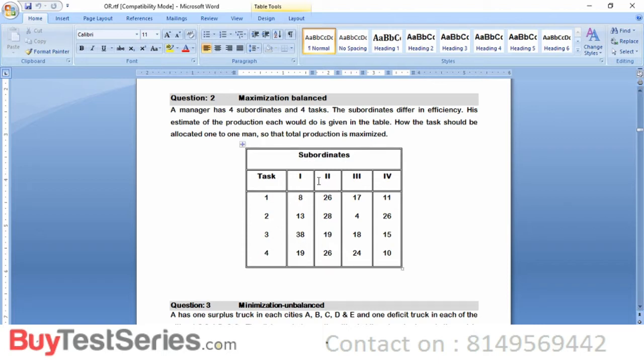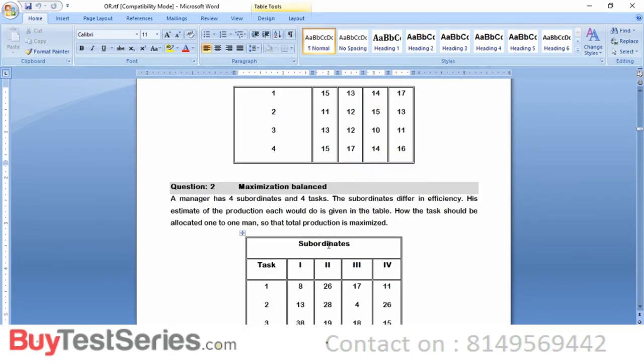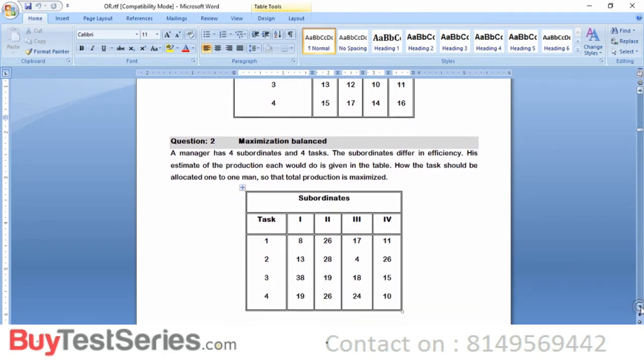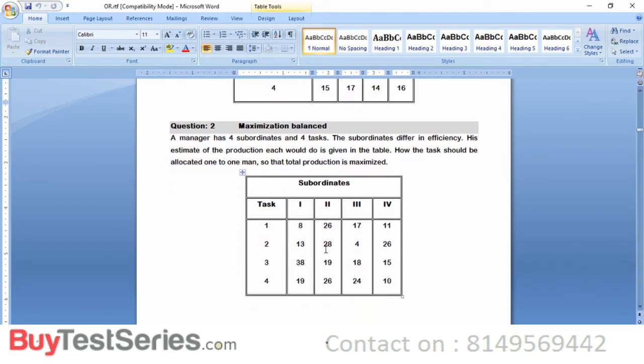So you can see the matrix over here. You have subordinates and you have tasks. The point straight away that you should check is: is it a balanced one? Yes, it is balanced, because you have 4 columns and 4 rows. The other thing to see is that he's talking about his estimate of the production, which means this entire matrix talks about production. Therefore, you would like to maximize your production or minimize it? Obviously, maximize. So that's where the problem starts.